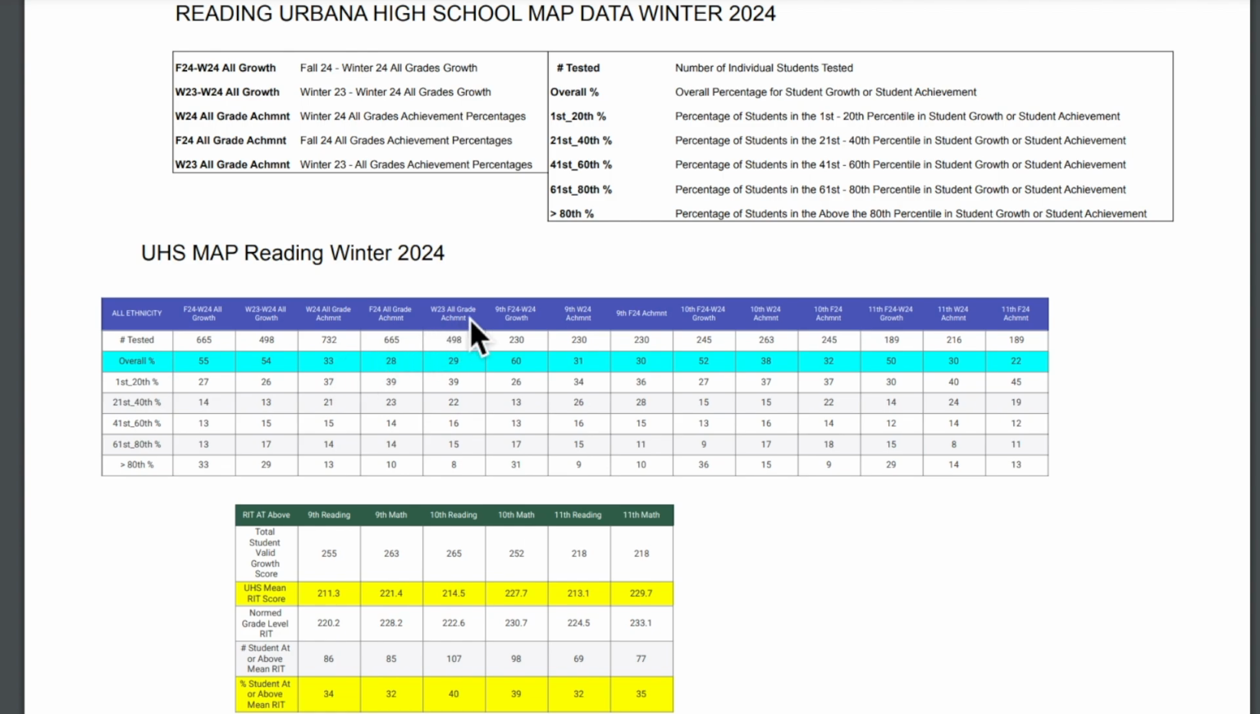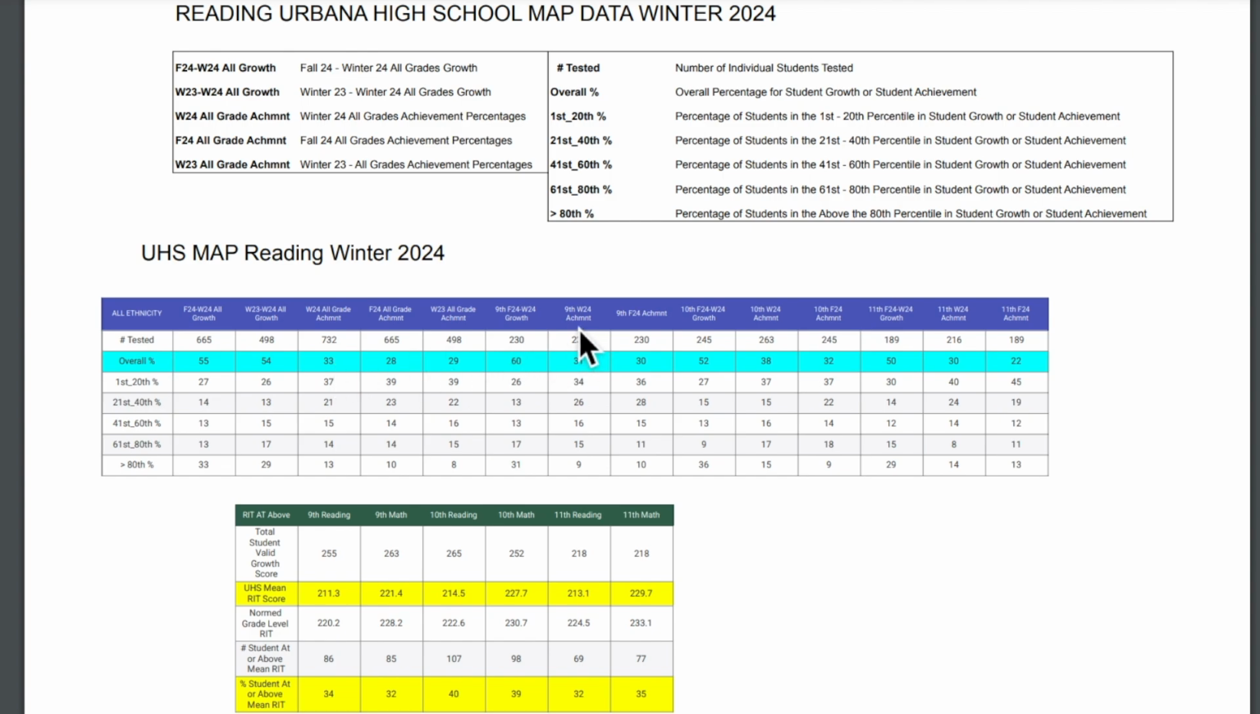Then over here, I took you back to winter 23. And winter 23, way fewer students were tested. We've done better with getting students tested. And so we were at the 29th percentile. And then here's the breakdown of in what place they were between the 1st to over the 80th percentile. So we have the 29th percentile of achievement for our building, then the 28th this fall, and then winter the 33rd.